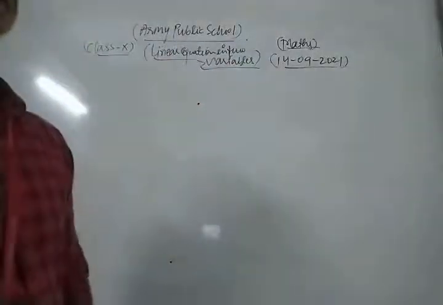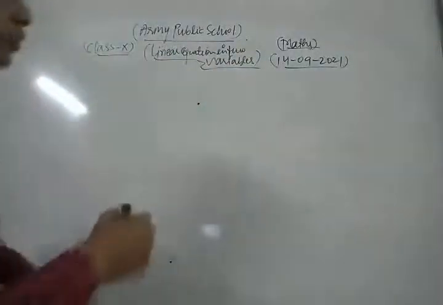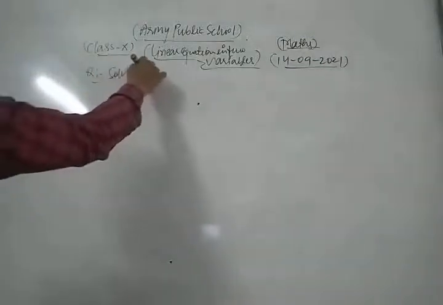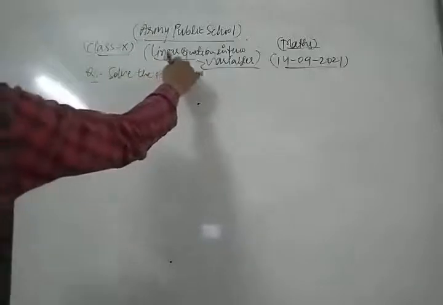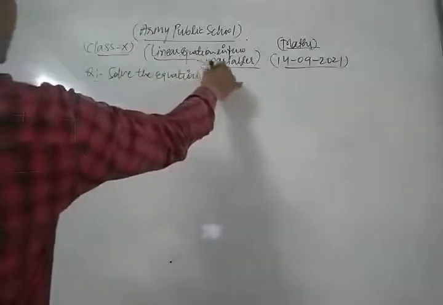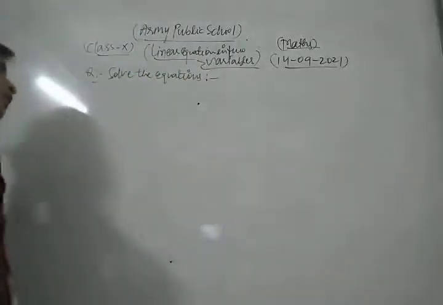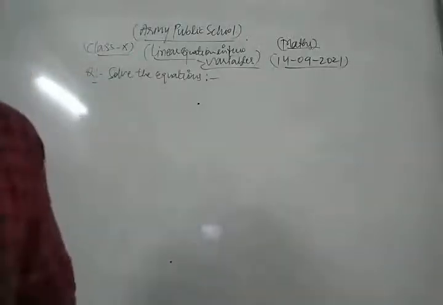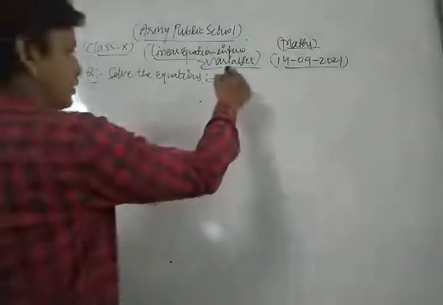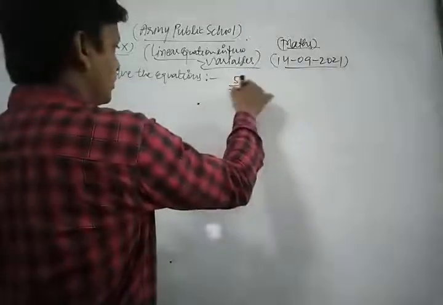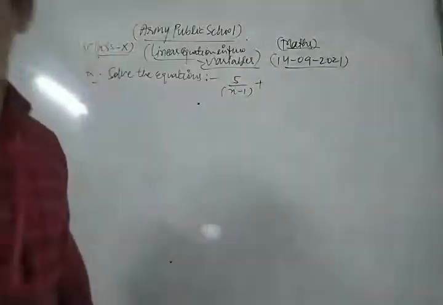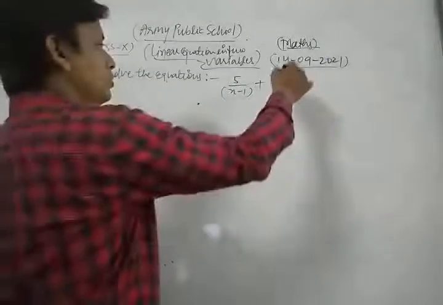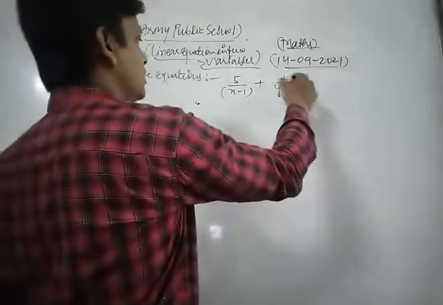Now we take and solve. Now the question is: solve the equations 5 upon x minus 1 plus 1 upon y minus 2. This is the NCERT question.